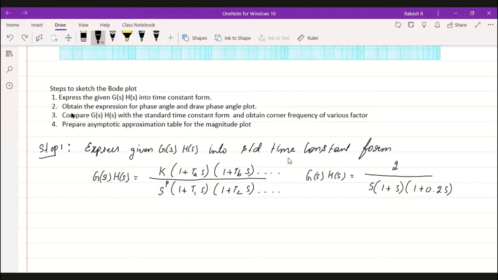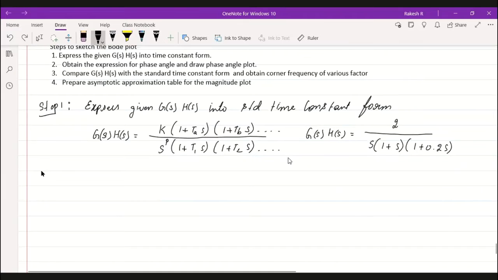Now what is step number 2? Obtain the expression for phase angle and draw the phase angle plot. This is step 2. Step 2 is to obtain the expression for phase angle and the phase angle plot. Right. So I need to obtain the expression for phase angle and phase angle plot here. Right. Now what is phase angle? What do I need to do for phase angle? That is phi. You need to write that in the phase angle plot.